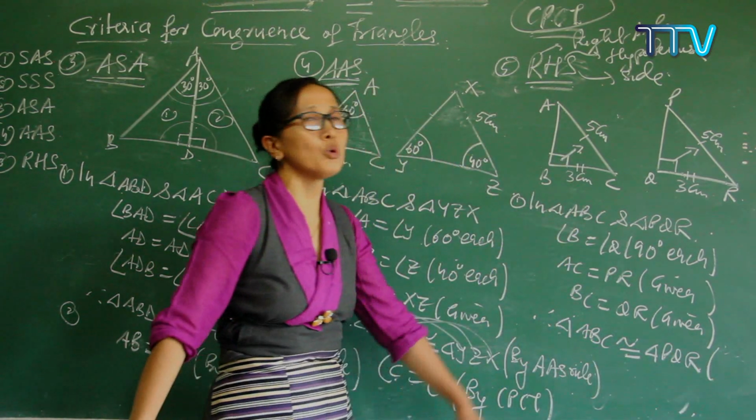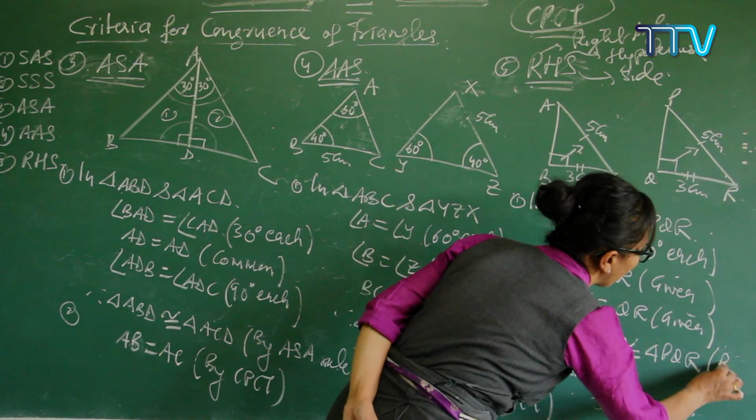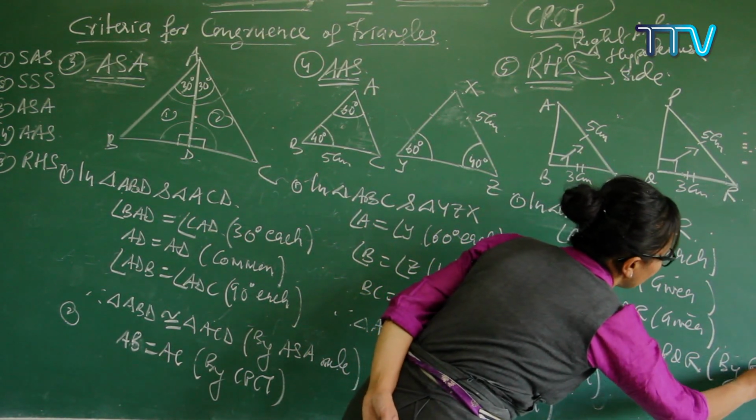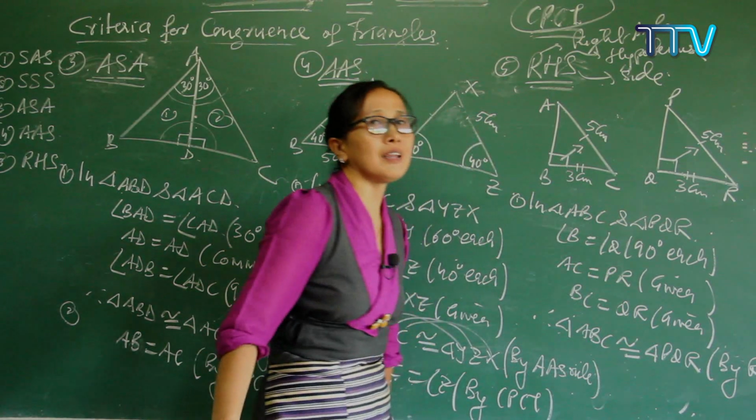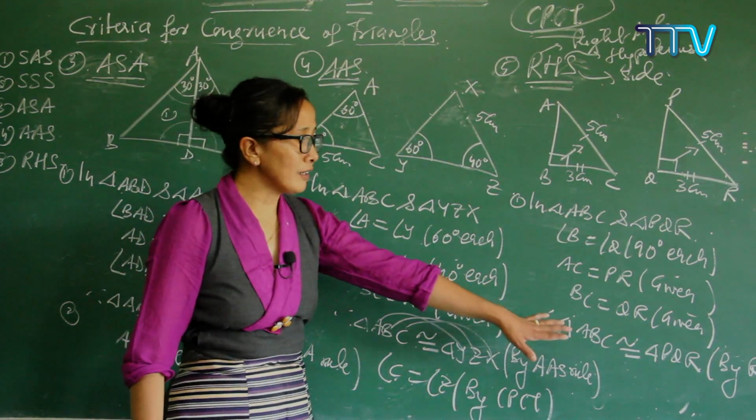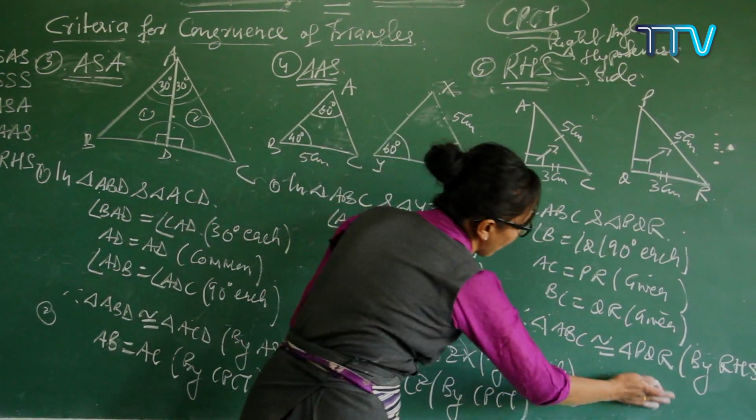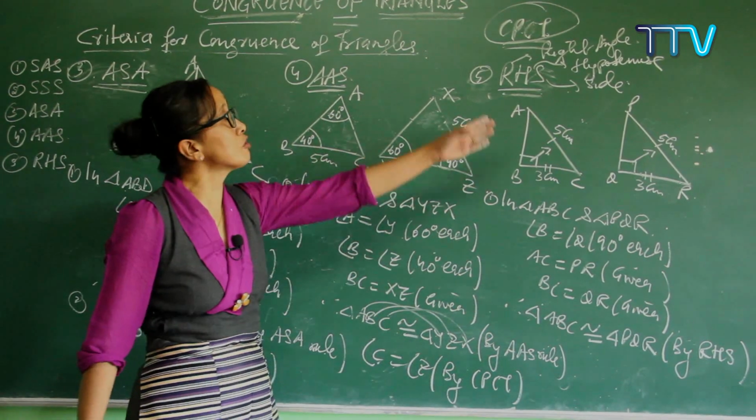By which rule do you use? You use RHS. Correct? You use RHS. Understood? So you can write in this way. Okay? So same here. Where do you have to use it?